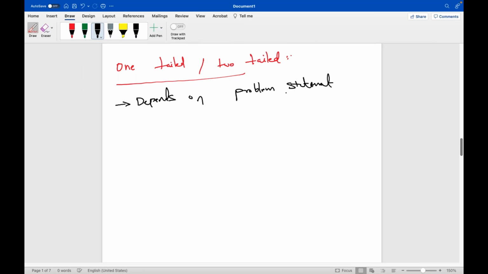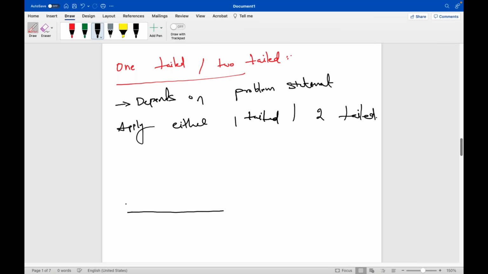Based upon the problem statement, either we can apply a one tail test or a two tail test. Did you clear my point? Based upon the problem statement, either we can go for a one tail test or a two tail test.